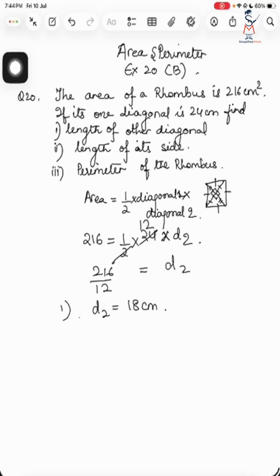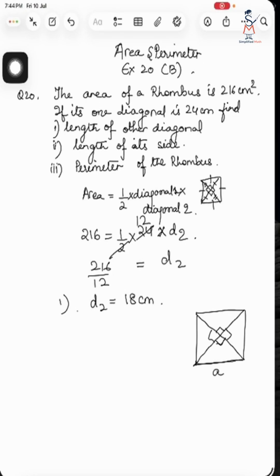Now the length of the side. So we'll draw the figure a little big. This is your rhombus. These are your diagonals. This is your side. Let the side be A. And this is 90 degree. The diagonals bisect each other at 90 degree. Bisect means this, let it be O. This be A, this be B, this be C, this be D. Then AO is equal to OC, because the diagonals bisect each other, and OD is equal to OB.